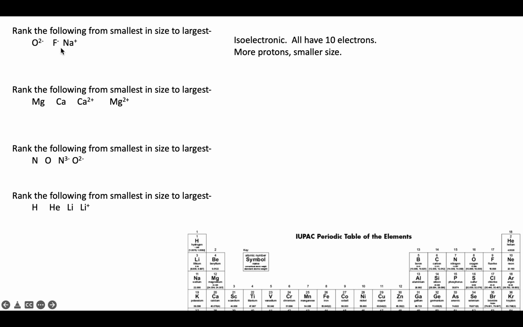Then the different questions, the first one's an isoelectronic one. All of the examples here have 10 electrons. So I'm going to look to the number of protons. More protons makes it a smaller size.